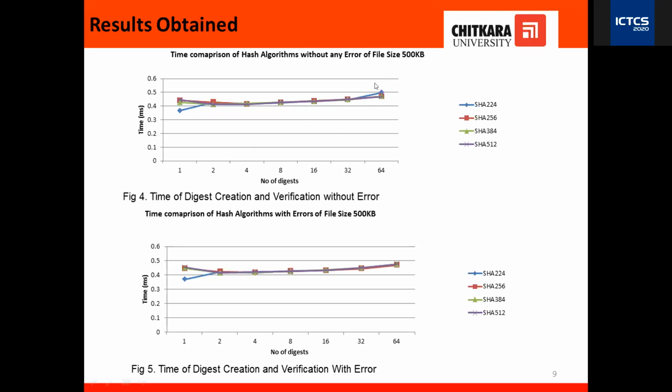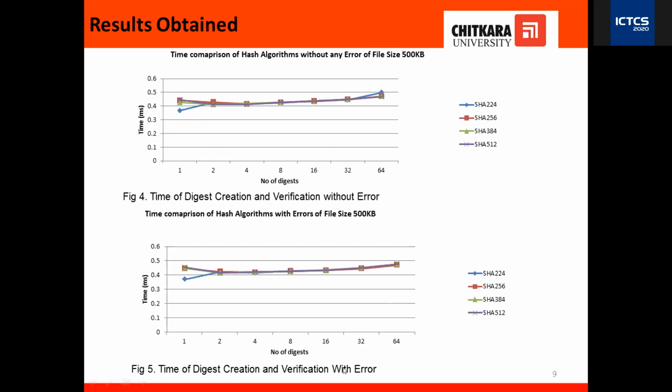For this particular analysis, I have used an XML file of size 500 KB, and I have analyzed that the time required for digest creation as well as verification of the file is almost overlapping. So this concludes that I can use any of the hash algorithms. Also, this is without error, that means I have not included any error or modification in the file, and the creation and verification time is displayed.